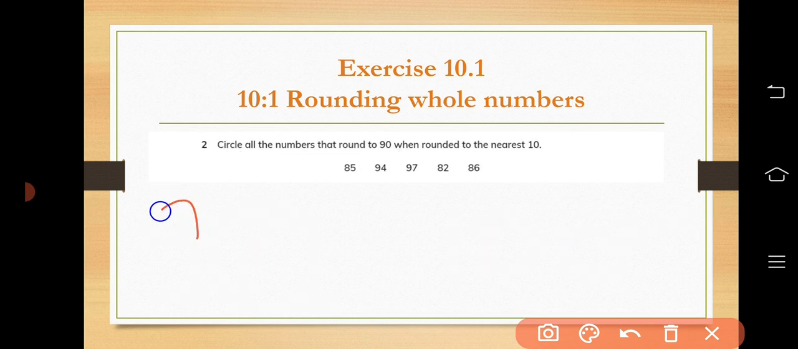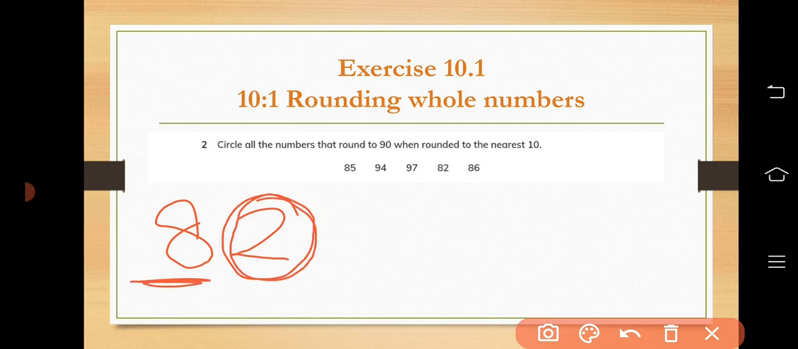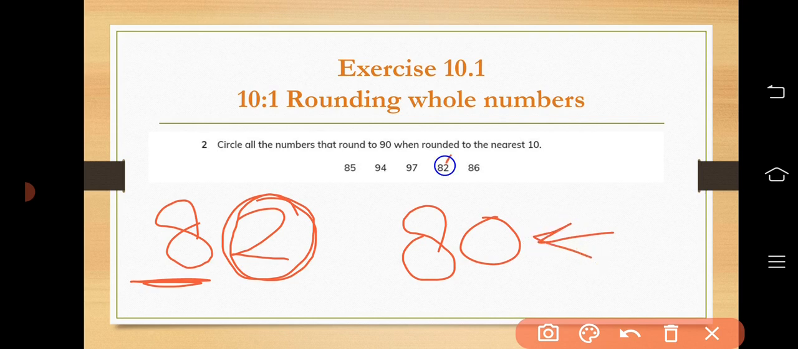Move to the next, 82. Here you see that the circled value is less than 5, that is 2. So it means that the 8 remains the same and this 2 becomes 0. So this 82, when we round it to the nearest 10, the answer is 80. So it means that you have to cross this number because this is not equal to 90.